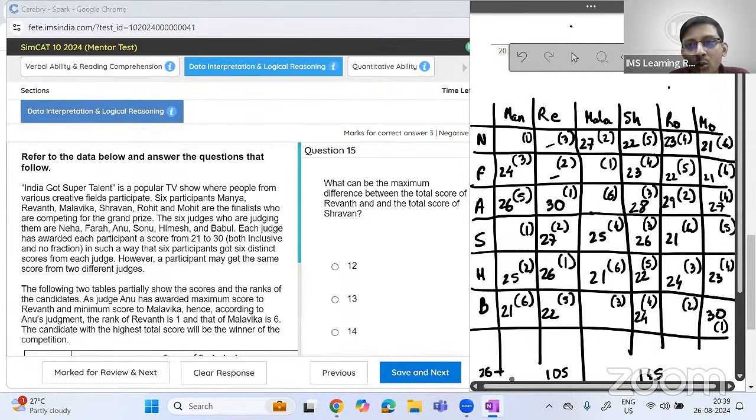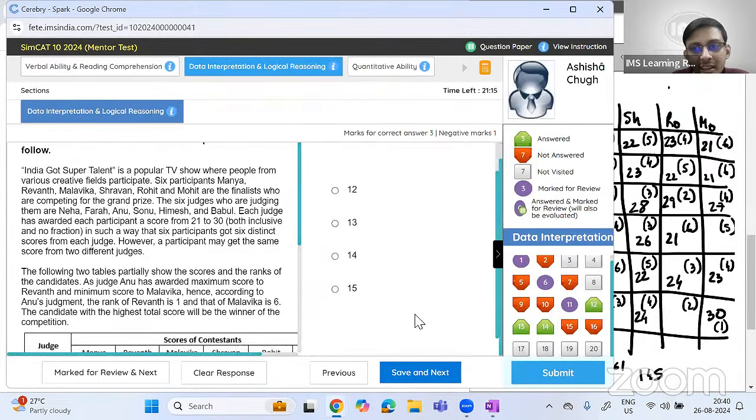And then this 2 can be maximum 29 if 1 is 30. So 30 plus 26 will be 56. 105 plus 56, that will be 161. 161, 145, the difference will be 16. 16 is not even there in the options.